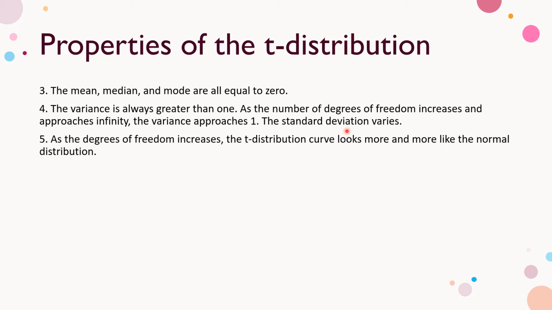Number 5, as the degrees of freedom increases, the t distribution curve looks more and more like the normal distribution, because just like what we have said in number 4, as the number of degrees of freedom increases, the variance approaches 1. And the variance of a normal curve is also 1.